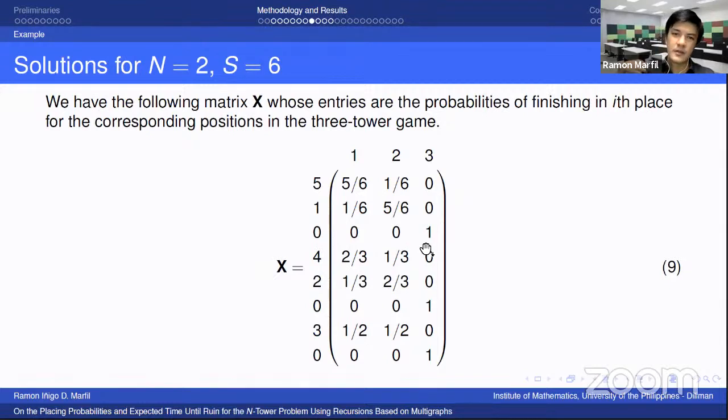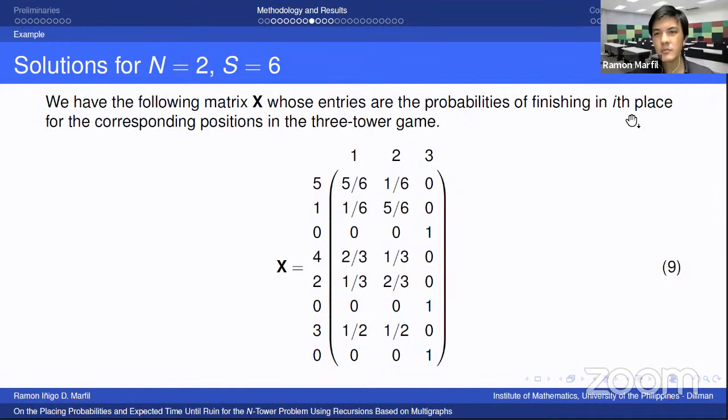Okay? Now, in 2 players, for example, if their wealth is 5 and 1, it is known from the two-player gambler's ruin problem that the probability of winning is 5/6 for the player with wealth 5. The probability of that player losing to the player with starting wealth 1 is 1/6. If you remember, this is from the second slide earlier. It is just the ratio of each player's wealth to the total wealth of both players, or the sum of the wealths of those players. And the rest of the entries are calculated in the same manner.